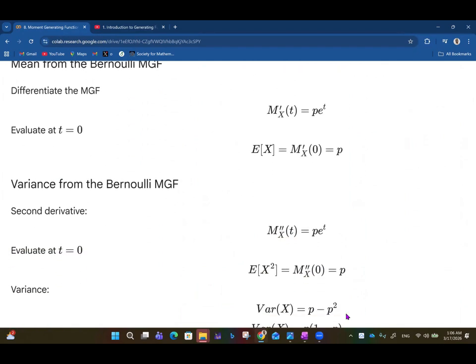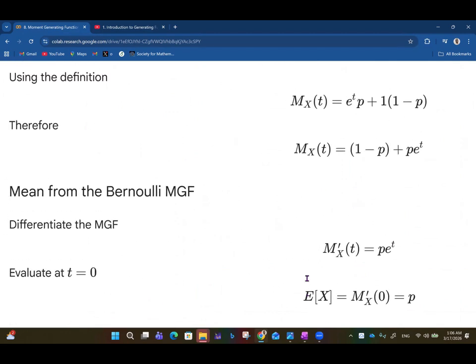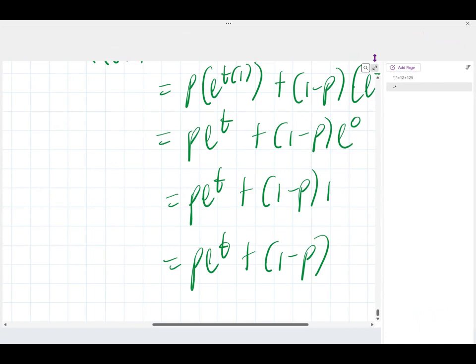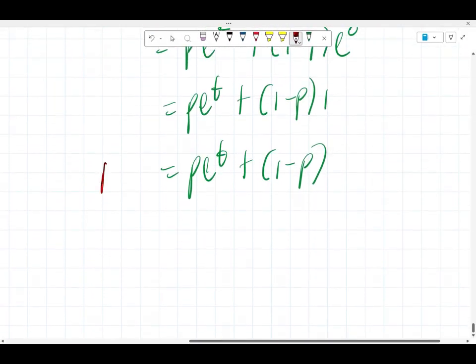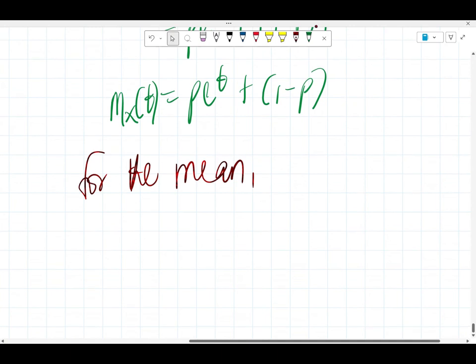So to get the mean from this, we differentiate the MGF once, because the mean is the first moment. So we have m x prime, that's differentiate once, and you get p e raised to power t. If you evaluate at t equals 0, you just get p. So for the mean, in short, this is m sub x of t right here. What do we say? We differentiate, right? So we have m sub x prime of t.